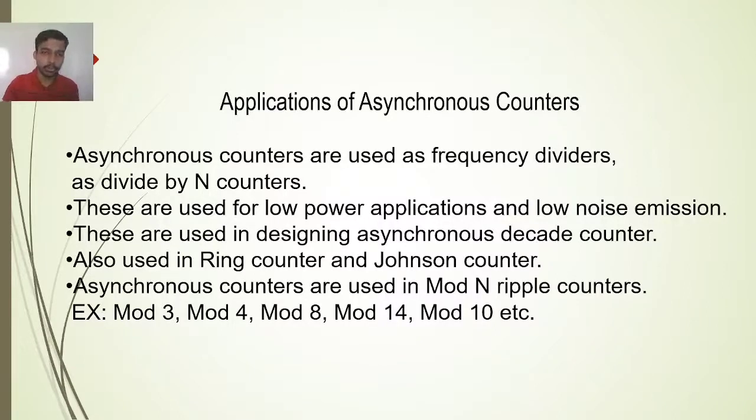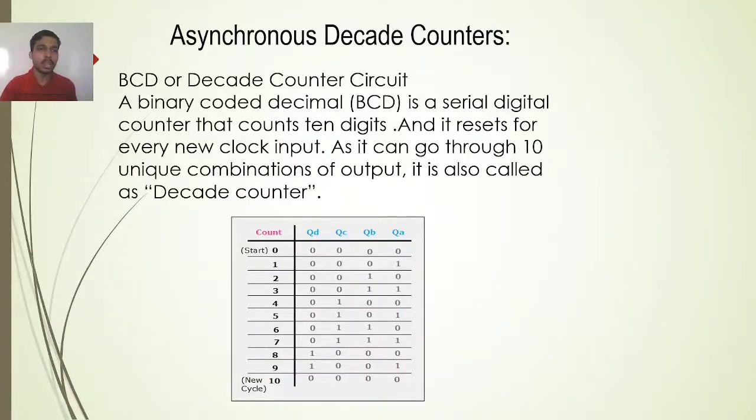etc. What is a decade counter? BCD or a decade counter circuit. A binary coded decimal is a serial digital counter that counts 10 digits and it resets for every new clock input, as it can go through 10 unique combinations of output. It is also called a decade counter. It counts from 0 and ends at 10, and at 10 a new cycle starts.